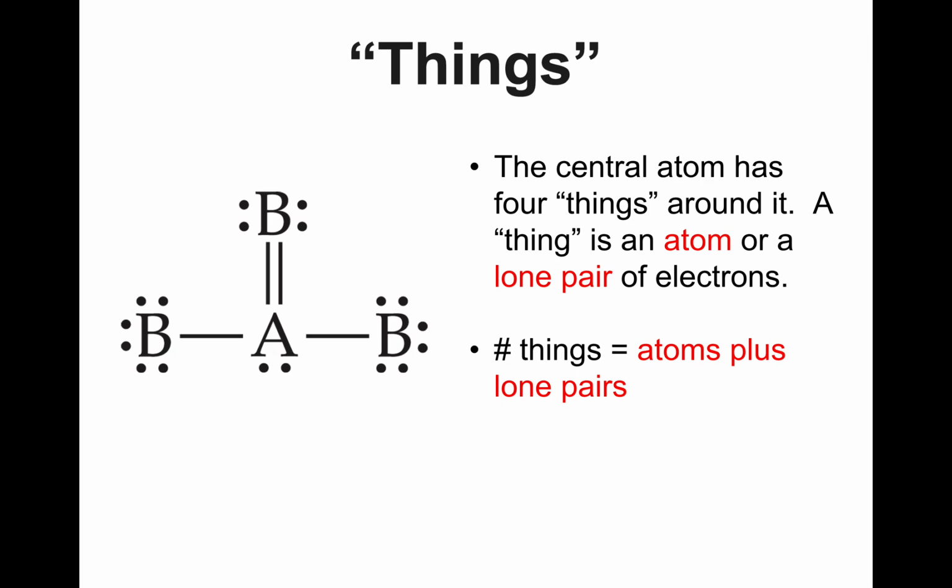So if I'm looking at this example molecule, A is our central atom. It's element A, which is not a real element, but you can see that element A is bonded to three element B's. Atom A is bonded to one B with a single bond, and then atom A is bonded to another B with a double bond.